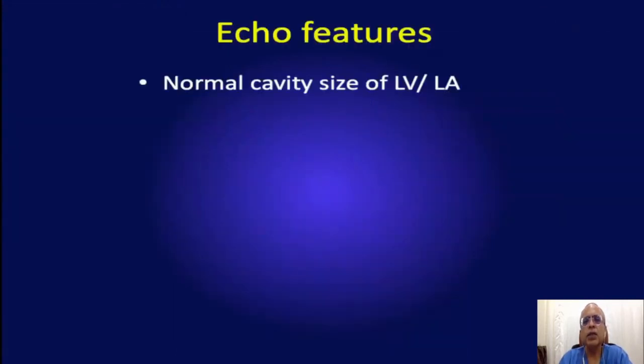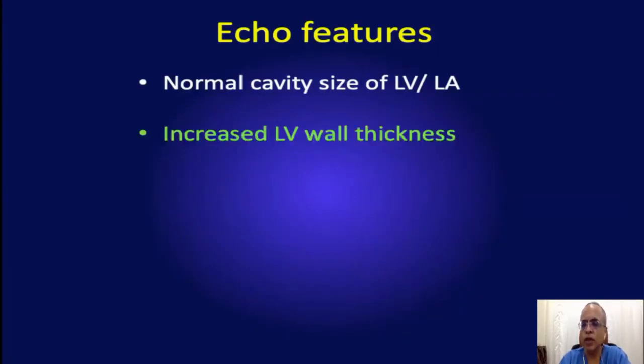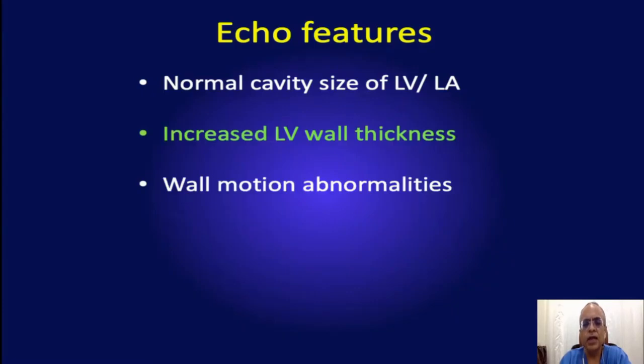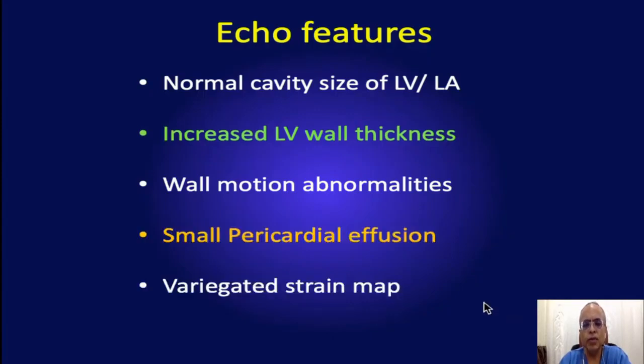The echo features of myocarditis are a normal cavity size, both LV and LA, because there is no time for any remodeling. There is increased LV wall thickness because of edema. There are wall motion abnormalities, which can be focal or global. There can be a small pericardial effusion. The strain maps look variegated, and all of these keep on having dynamic changes.